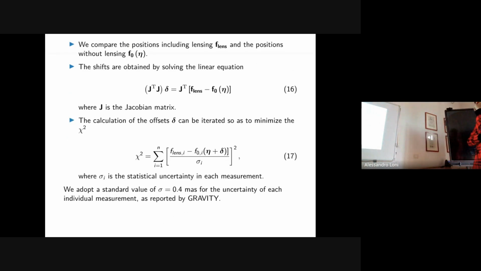Then we compare the position, which includes the lensing, with the position without the lensing. By solving this linear equation, we are able to compute the values of delta, which are the shift between the position with lensing and without lensing. J is the Jacobian matrix. And this is the equation in order to compute the chi-square. And the sigma are the statistical uncertainty in each measurement. We use the value of 0.4 milliarcsecond as used in the GRAVITY collaboration.